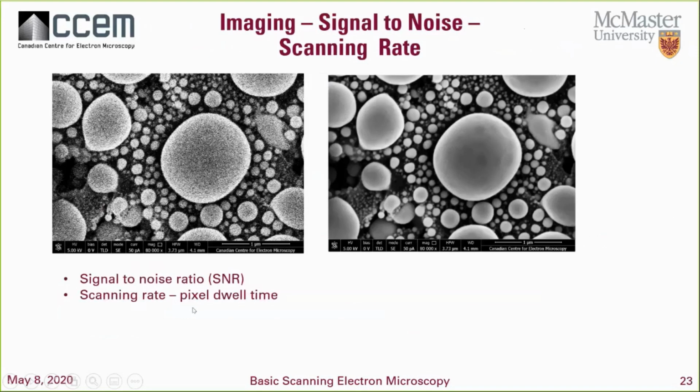Now, one of the other things that's important: it is a scanning electron microscope. So when you're taking images, it's important what sort of scanning rate you're using, and the pixel dwell time you have on the material. Especially at lower probe currents, you're not going to have a lot of signal, so you have to be careful that you don't use too fast a scanning rate. You get a very noisy image. Here, at a slower scanning rate, you get a much crisper image.